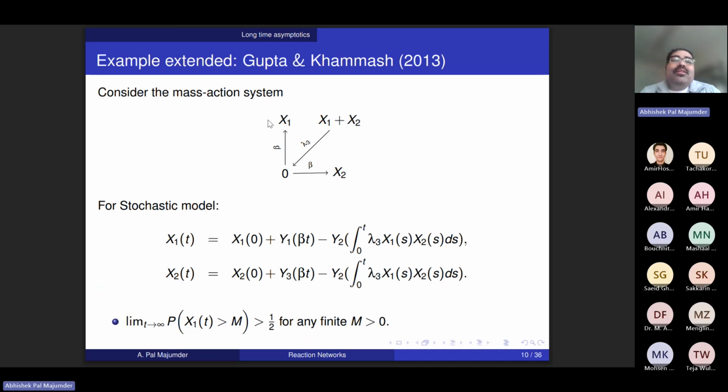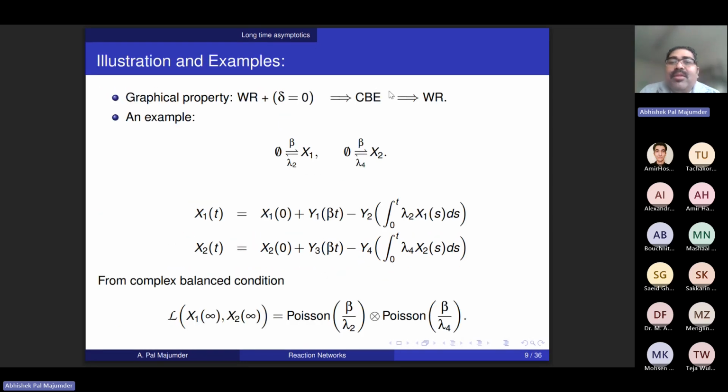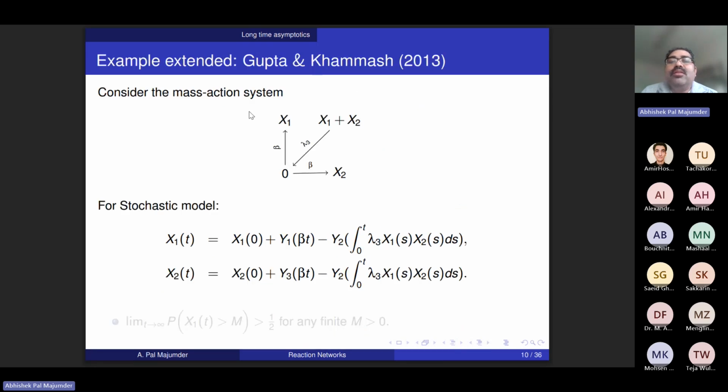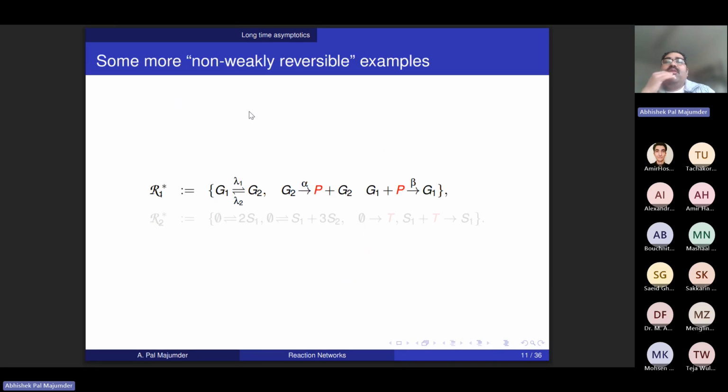So the question that comes from this whole space is that for the complex balance equilibrium, we know that there exists a limiting distribution, a time asymptotic distribution that is also considered to be the equilibrium distribution. So what happens for the time asymptotic distribution for reaction networks that are not weakly reversible? This was the starting point of the research that we had conducted.